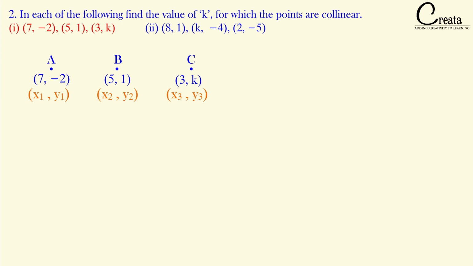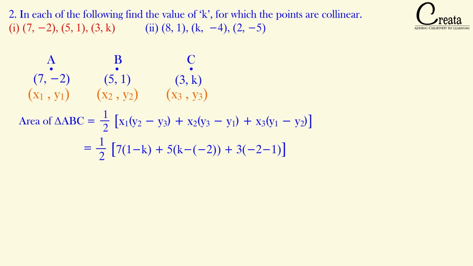Firstly, let's use the formula of area of the triangle. We know all the variables, that is x1, y1, x2, y2 and x3, y3. Let's put it in the formula. So we got this equation, that is the area of the triangle, which we know is equal to 0. Let's solve this equation for the value of k. On solving, we got k as 4. That is the answer of this question.